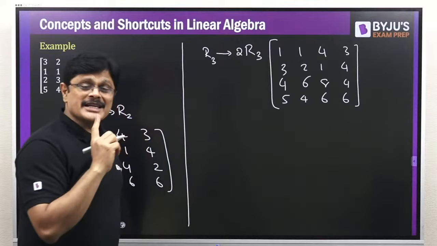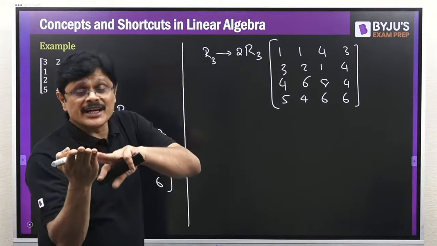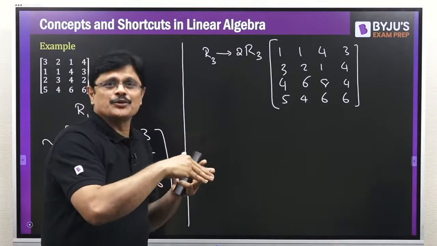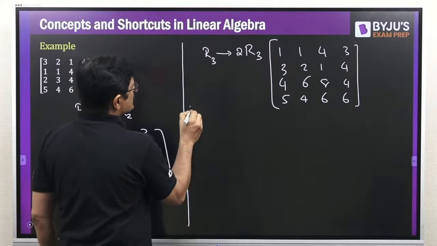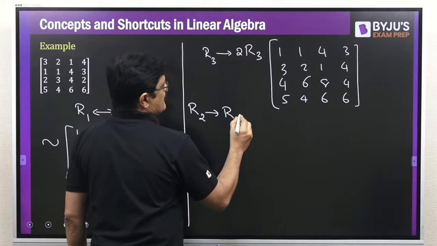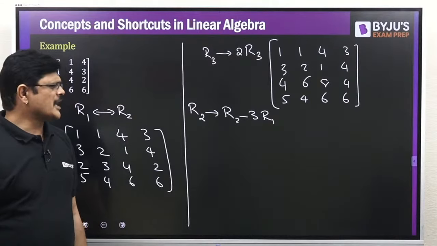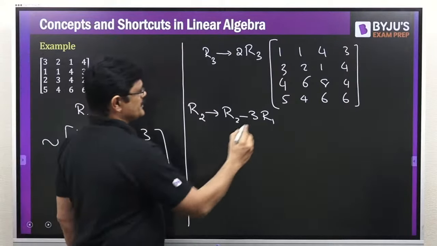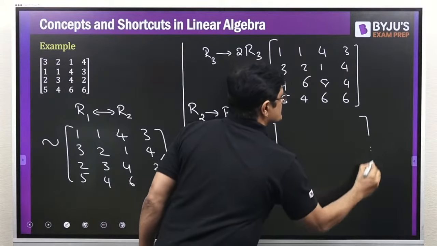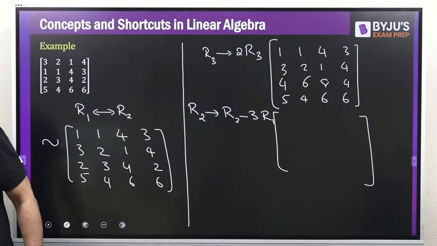Now I want to see the third type of row operation. What is the third type of operation? A constant multiple of another row is added to the given row. So what I do is, R2 becomes R2 minus 3 times R1. R2 is R2 minus 3R1. Got it?